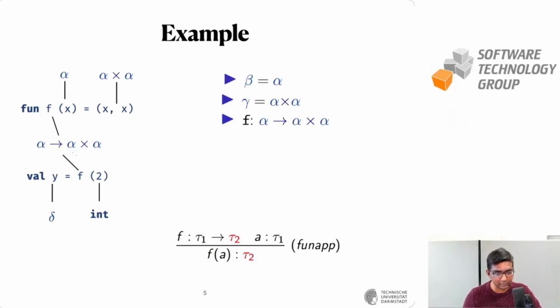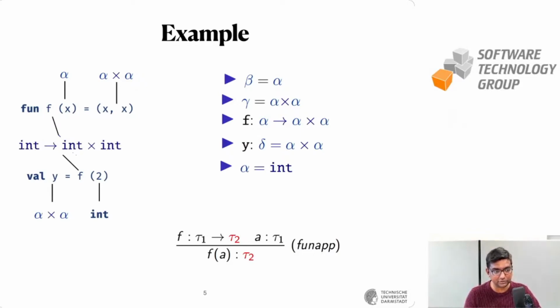Now we can infer that the type of f is alpha arrow alpha cross alpha, right? Which means that the type of the value y is also the same as the function's, because y contains the value of whatever f returns by applying it on 2. But since we know the type of alpha here to be int in this specific case, the type of y would be int arrow int cross int. So this is a simple example of how type inference works behind the scenes.